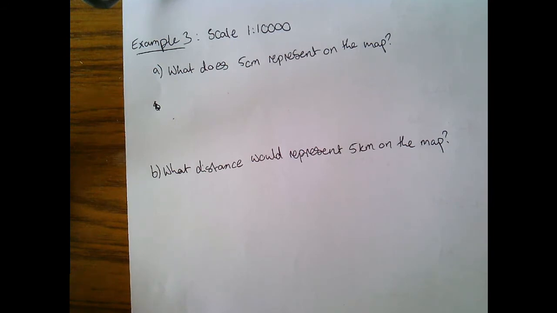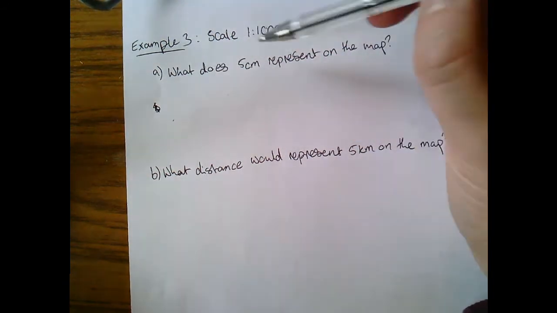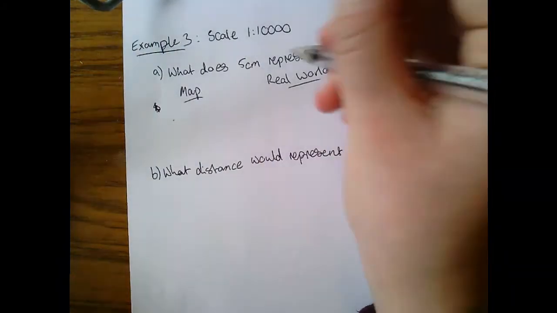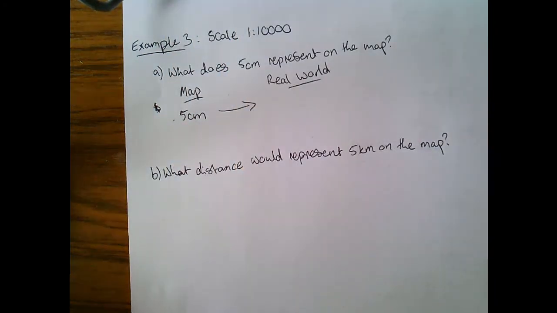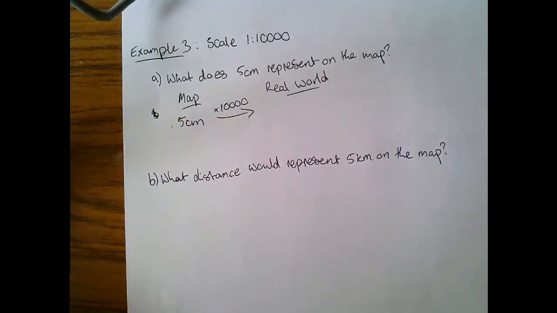An extra example with different scales, just a quick one. If we had a scale of 1 to 10,000, which is quite uncommon, what does 5 centimeters represent? We start with our headings again, map and real world. On our map we have 5 centimeters, and we want to know what that represents in the real world. Our scale is 1 to 10,000, so for every 1 centimeter we have 10,000 centimeters. If we've got 5 of them, we multiply that by 5.